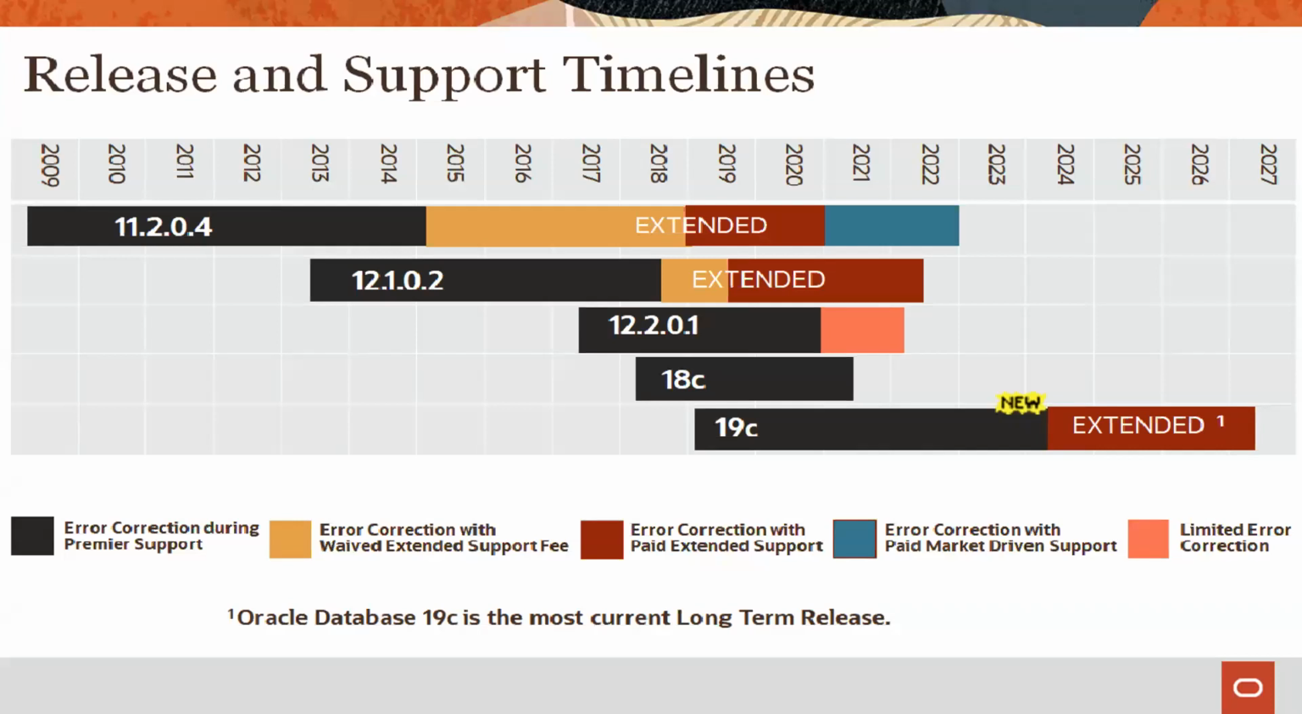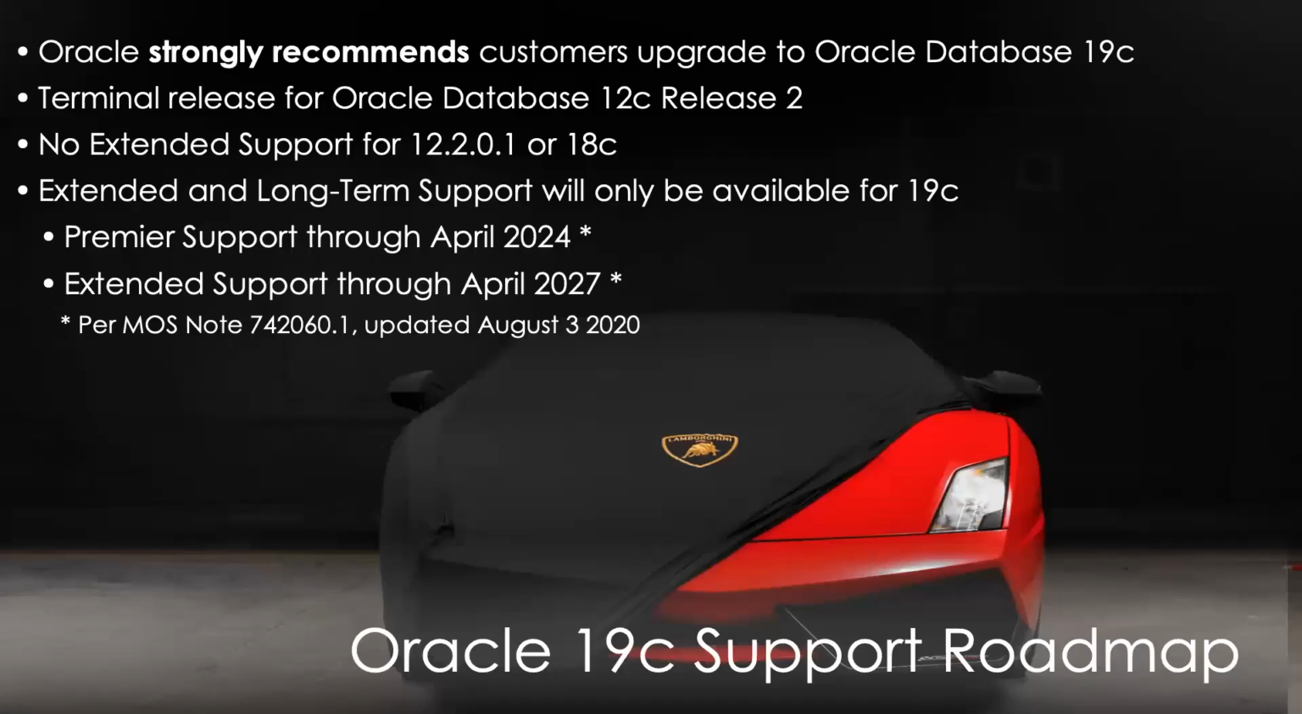All joking aside, cars and movies grow into classics, but software does not always age well, especially when it comes to security and compatibility with newer technologies. So if you're familiar with this chart, this is just showing you that 19C is the preferred target for Oracle. I don't want to spend a whole lot of time there. Also mention that Oracle is strongly recommending customers upgrade to Oracle Database 19C.